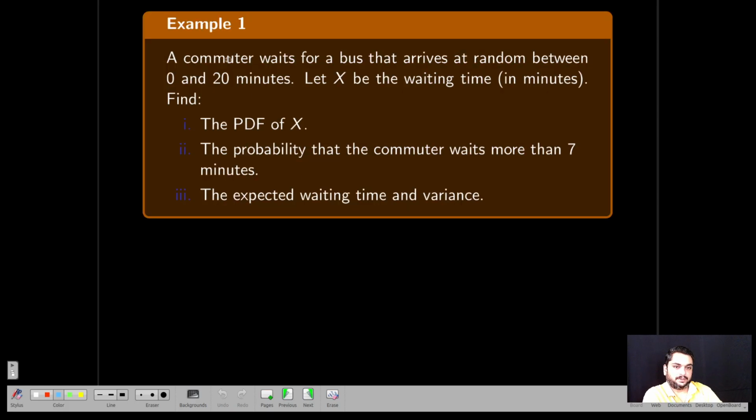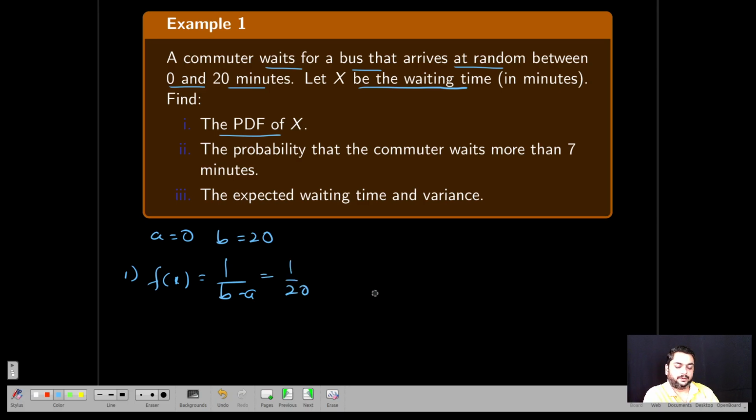Let us take a simple example. A commuter waits for a bus that arrives at random between 0 to 20 minutes. So they are saying a is 0, b is 20. So it is the uniform distribution, and it is continuous. Let x be the waiting time in minutes. Find the PDF of x. The PDF of x is given as f of x equal to 1 by b minus a in this given interval. So that is equal to 1 by 20.